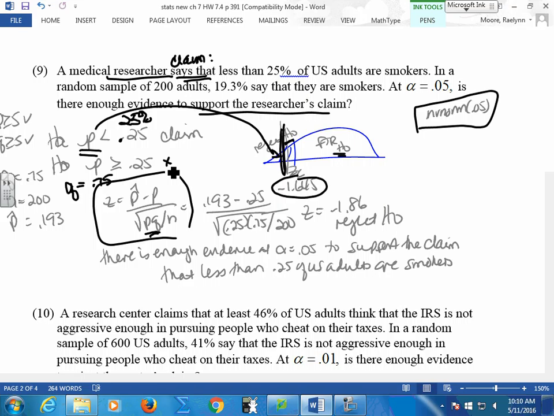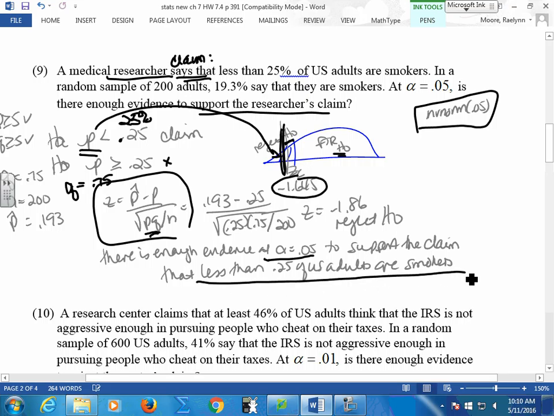So there's enough evidence, and you just have to fill in some of the pieces. At a level of significance of 0.05 to support the claim that less than 25% of U.S. adults are smokers. Questions? This is a very good time to ask me a question.